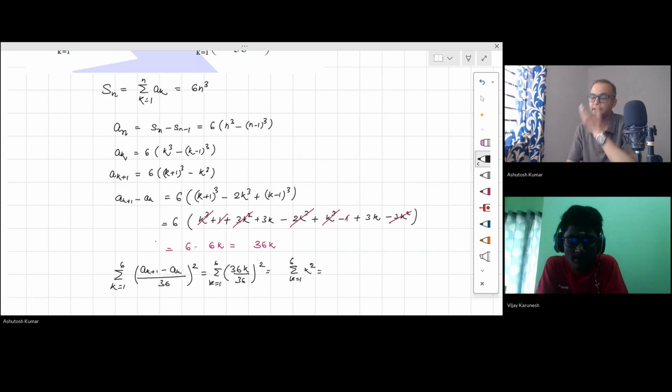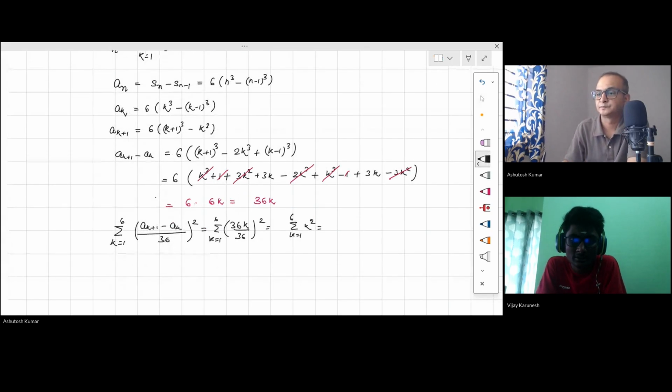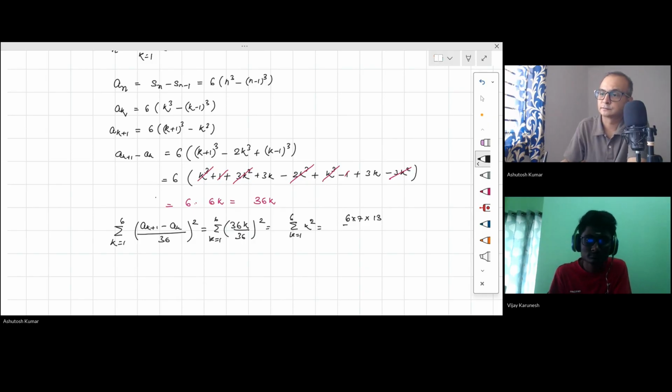So you know the formula, n into (n plus 1) into (2n plus 1) by 6. Yes, sir. So what we get, 6 into 7 into 13 by 6, correct? So 6 cancels. So 91 is the correct answer.